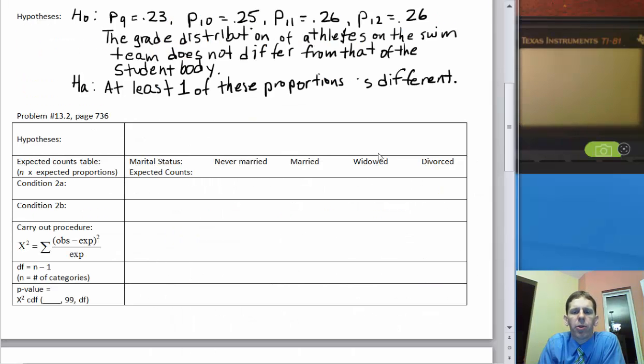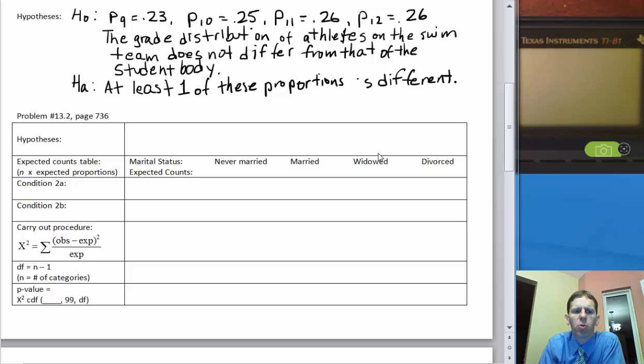We're going to take a look at problem 13.2 on page 736 in your book. This was a problem that we had for homework from the other night, where all you had to do was carry out the procedure, calculate degrees of freedom, and the p-value. I want to take a look, if we were to set up all the steps for this type of problem, what would some of these different steps look like?